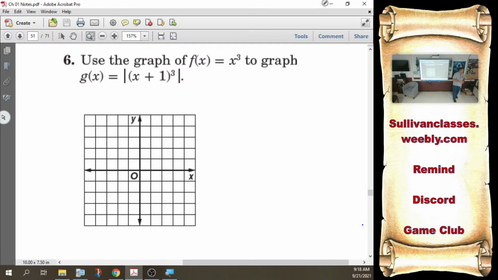So this says I will translate to the left 1. Normal cubic. 1 cubed is 1, 2 cubed is 8. Negative 1 cubed is negative 1. Negative 2 cubed is negative 8. So this is what it was. What happens when I absolute value the entire thing? It turns into a parabola. Not quite a parabola. More like bolos horns.